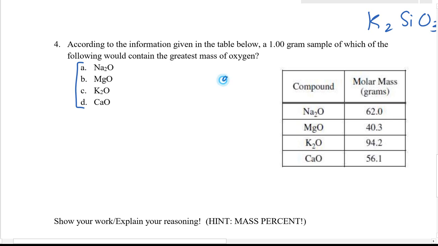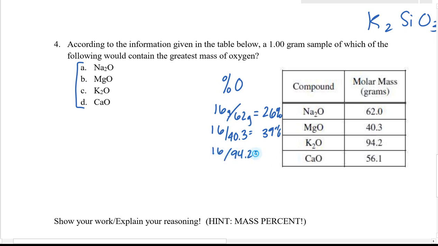If you think about how you would find the percent oxygen in your sample, you take the mass of oxygen, which would be 16 in this case, and divide it by the molar mass, which would be 62. If you plug that in your calculator, that ends up being roughly 26%-ish. This one is 16 divided by 40.3. That ends up being 39%-ish. And this one is 16 divided by 94.2. That's roughly 17%. This one is 16 divided by 56.1.